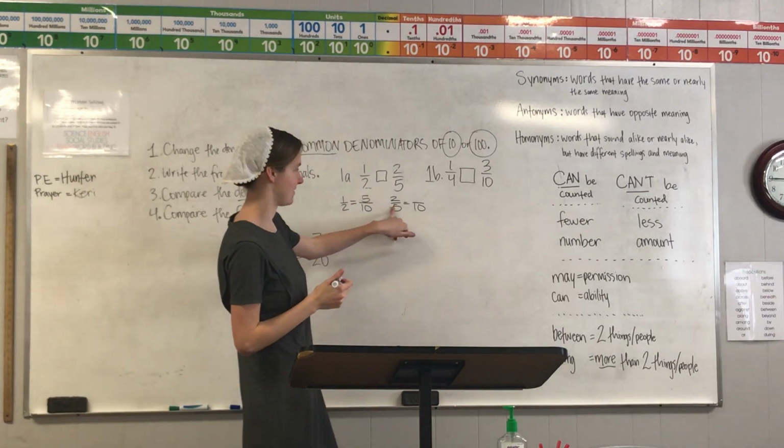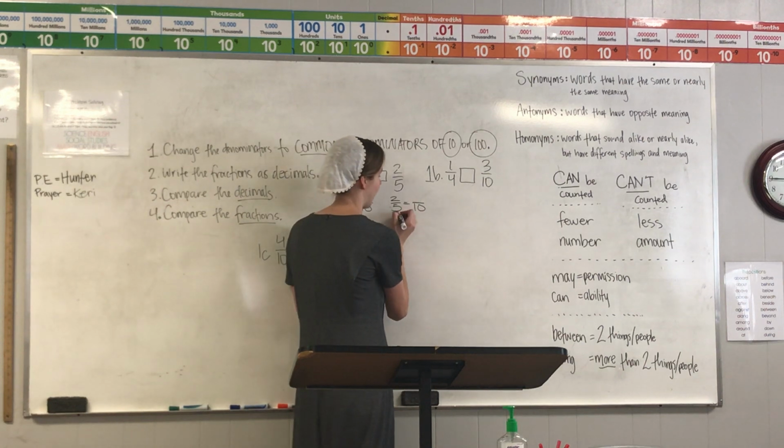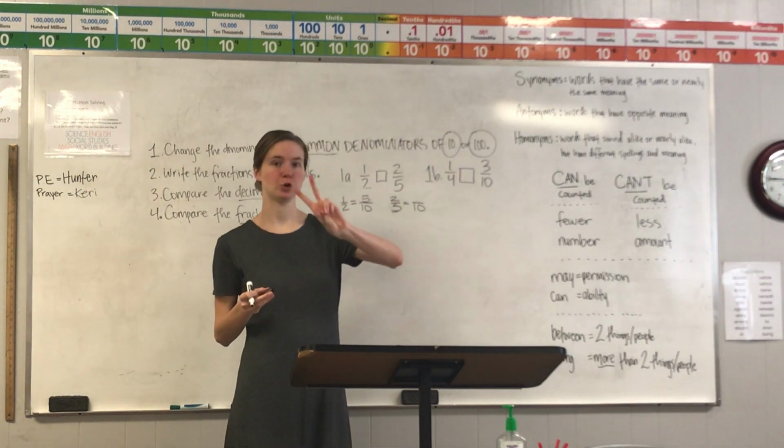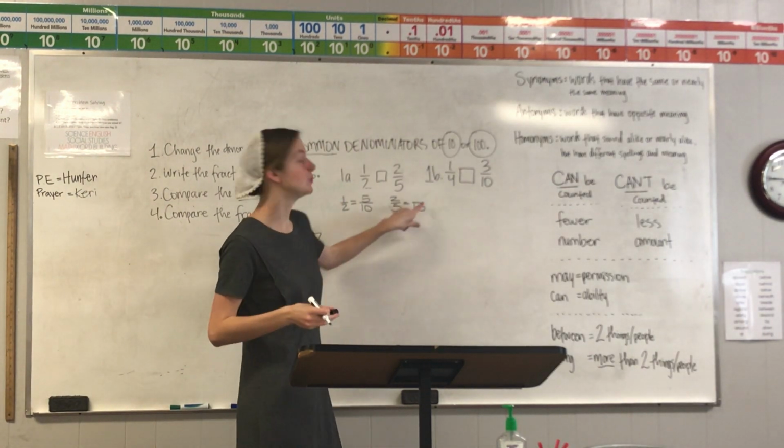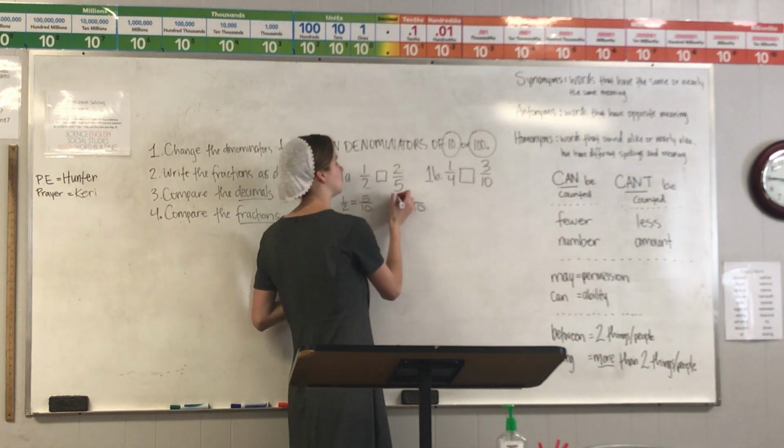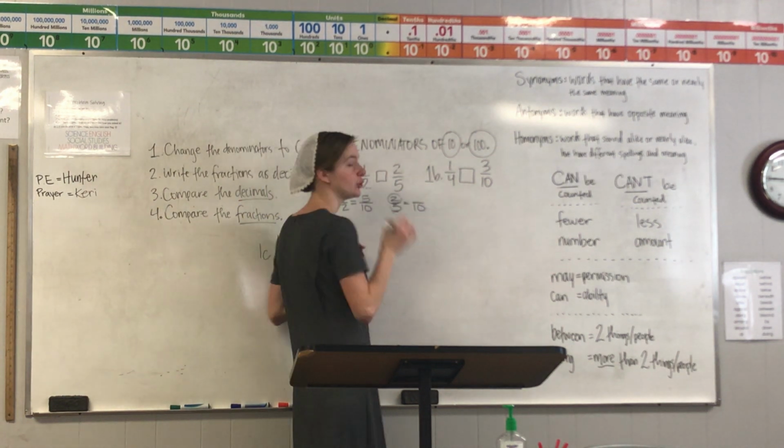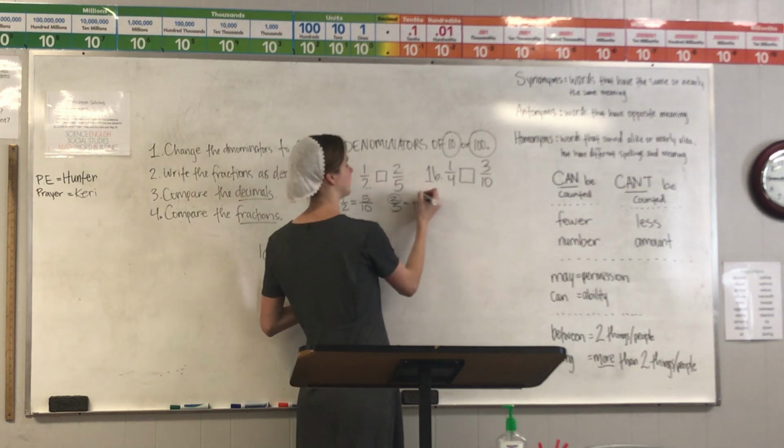All right, let's try this one. How many times does 5 go into 10? 2 times. So 5 times 2 is 10, so let's multiply that number times our numerator. 2 times 2 is 4.